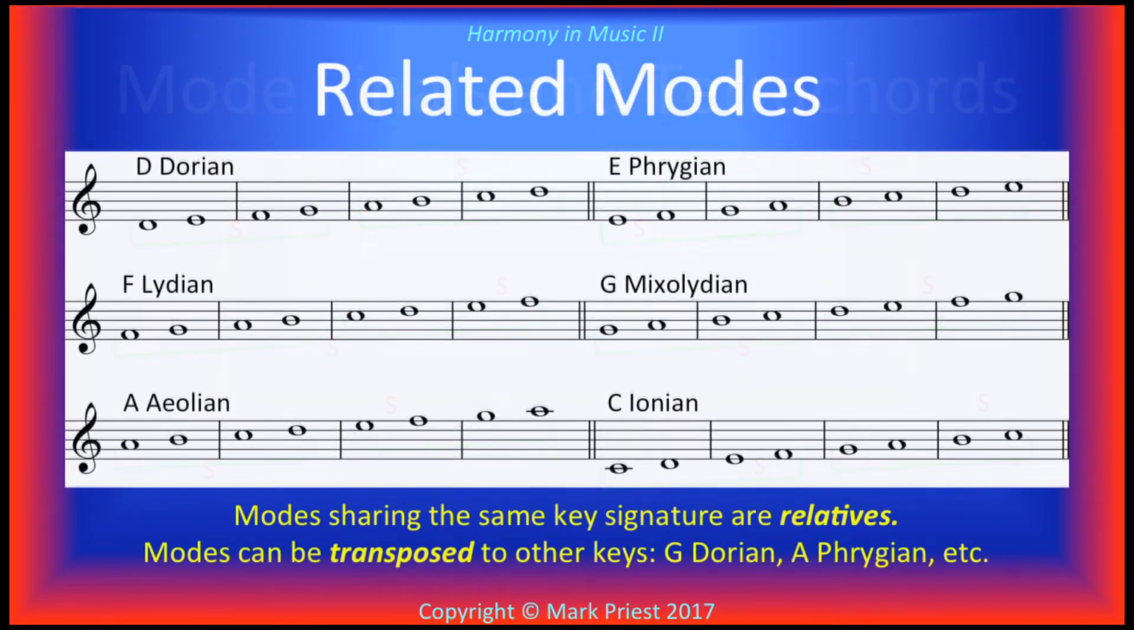We know that a major and minor scale having the same key signature are called relatives. It is similar with the modes. The 6 modal scales that share the same key signature are related to each other. It also follows that, by extension, all the modes can be transposed to other keys.